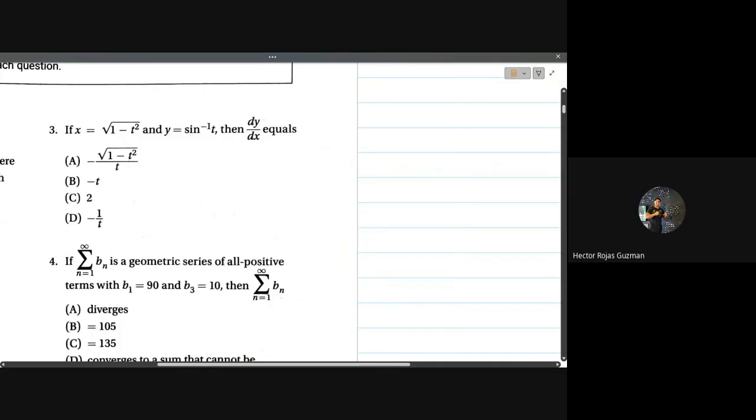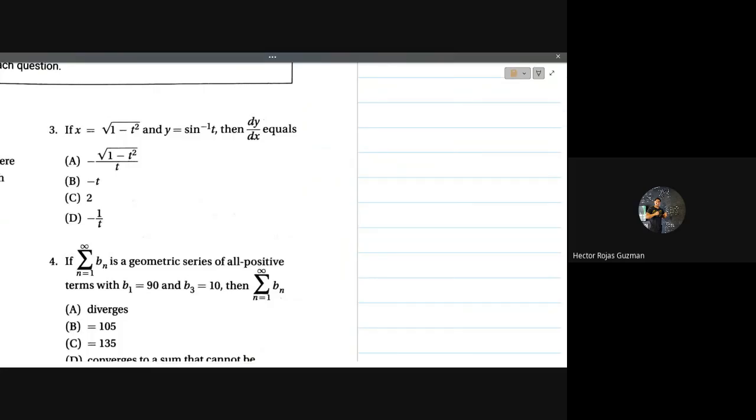Number 3, we have x, we have y. We want to find dy/dx. To find dy/dx, you have to find the derivative of y with respect to t divided by the derivative of x with respect to t. The derivative of sine inverse is 1 over the square root of 1 minus x squared. The derivative of x, let's do it separately.